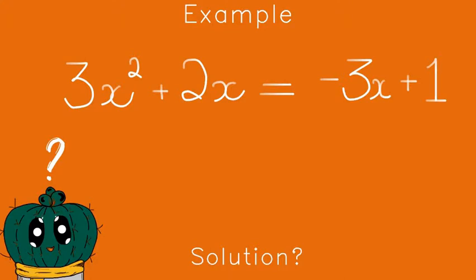Just to make things clear, the quadratic formula is different from the quadratic equation. The equation that you see on the screen is a quadratic equation, but the quadratic formula is the formula that you use to find out the values of x. So that is the difference between the quadratic formula and the quadratic equation.